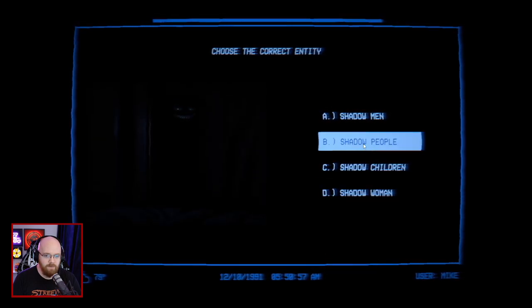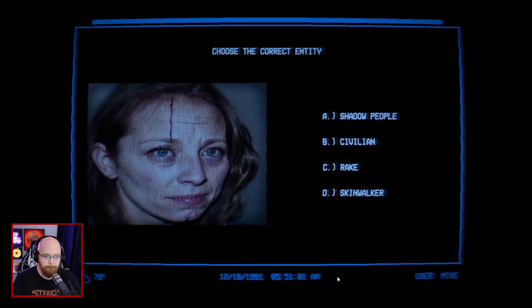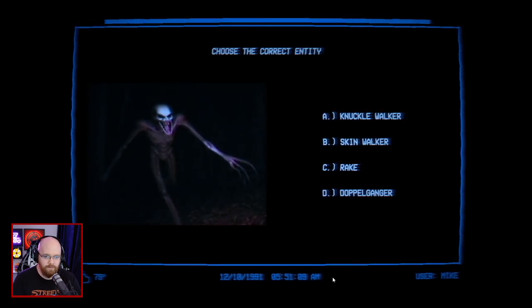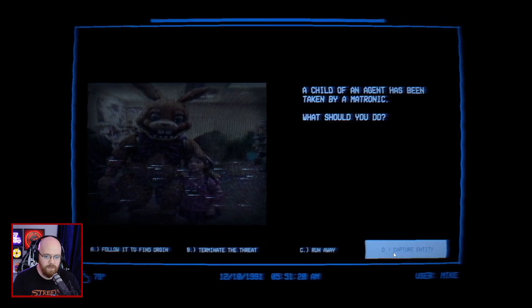That is a shadow people. The correct entity. That is a skinwalker. Yes. It fooled me with civilian then. That is a rake. A child of an agent has been taken by a Matronic. What should you do? Follow to find the origin, terminate threat, run away, capture entity. Terminate threat. Damn it!